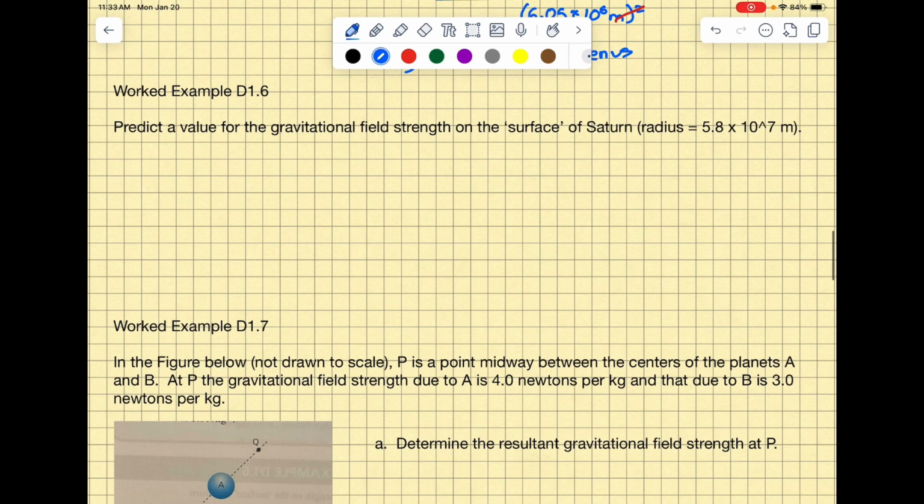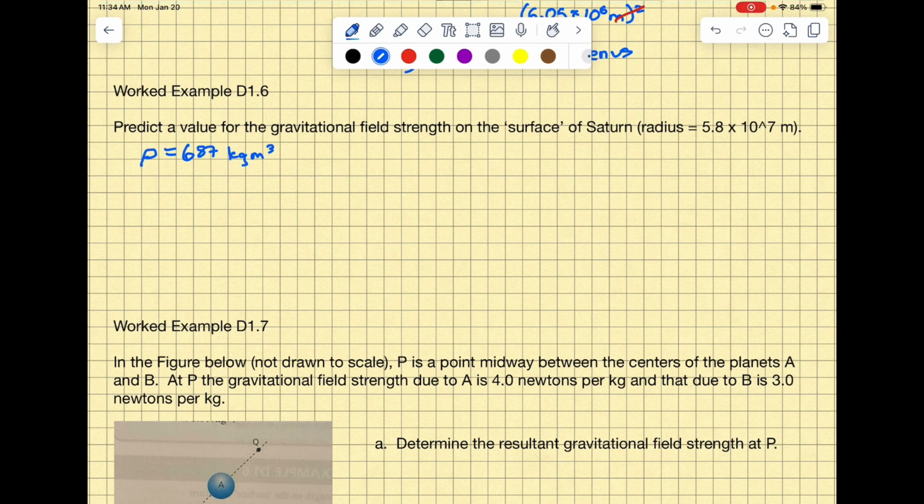Okay. Moving on, predict a value for the gravitational field strength on the surface of Saturn, which has a radius of 5.8 times 10 to the 7 meters. Now this one, here we're given a different piece of information, just in case we see one of these. We're told in the book example that the density of Saturn, which is rho, is 687 kilograms per meter cubed.